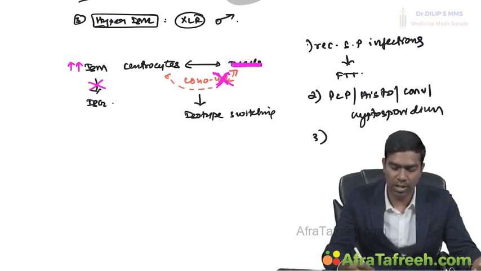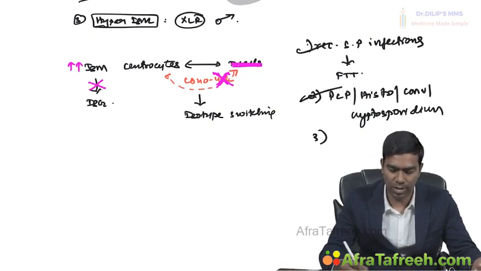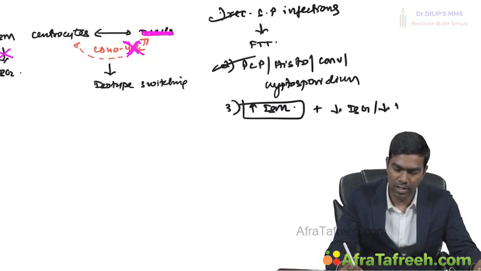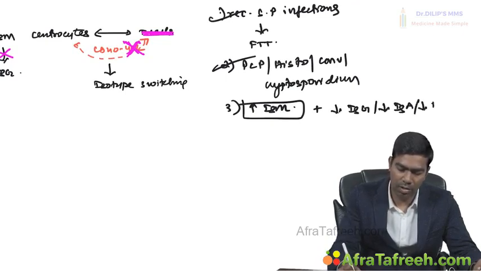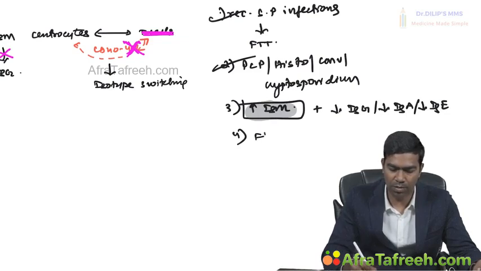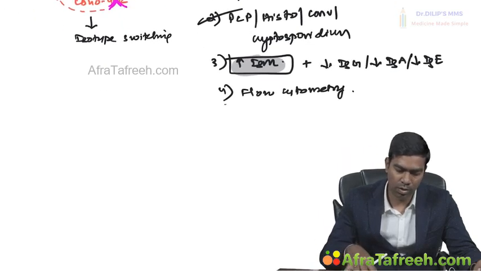But in exam you won't get this because it's very difficult to diagnose. They would have given increased IgM values, plus at the same time low IgG, IgA and IgE values. All these things will be low in the blood, but IgM alone will be increased. But very importantly, for confirmation you have to use flow cytometry.